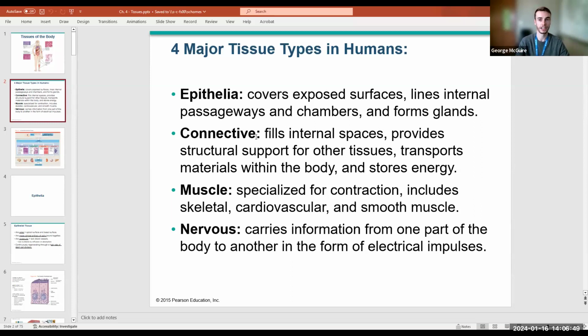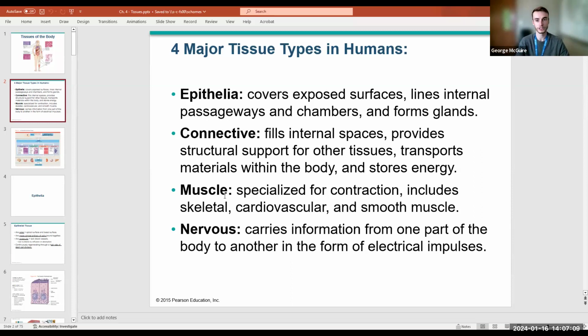The connective tissue, we have maybe a few different categories of connective tissue, but the components that make up connective tissue is the most diverse. We have lots of different types of cells, lots of different types of fiber, and then the ground substance, the fluid that makes up connective tissue. So these are the most complex and varied.